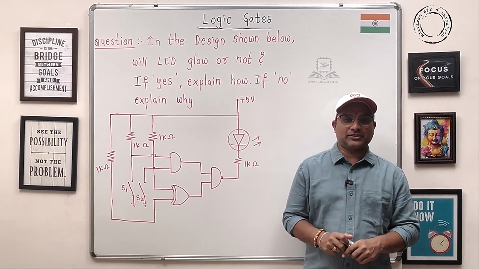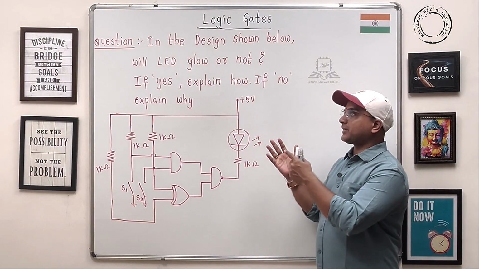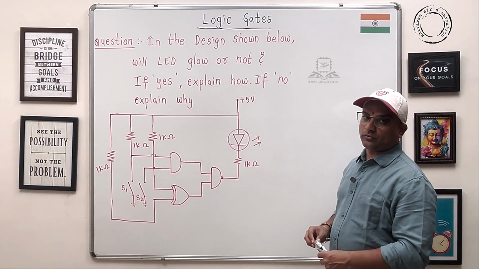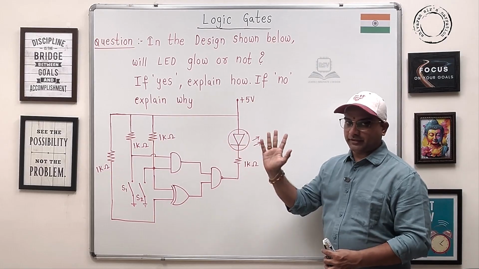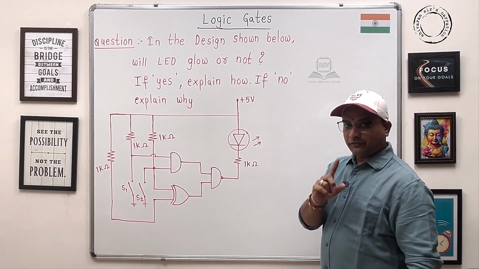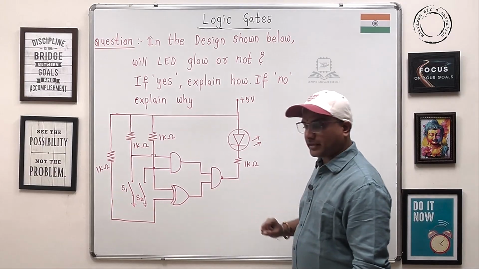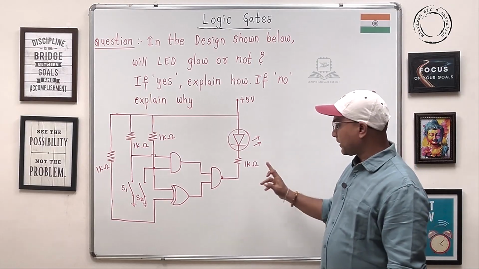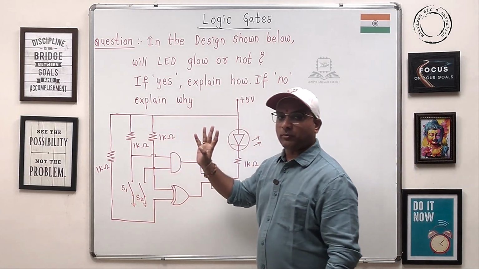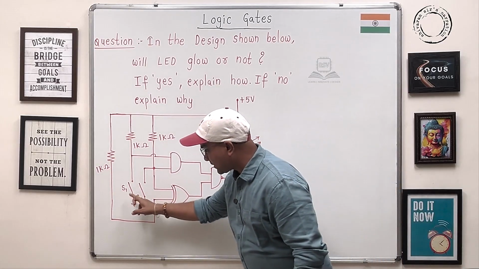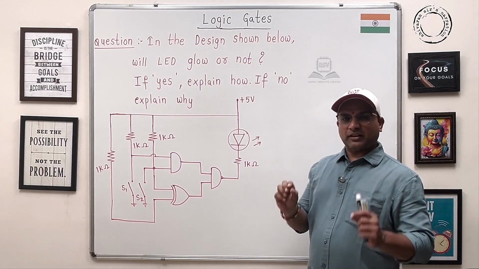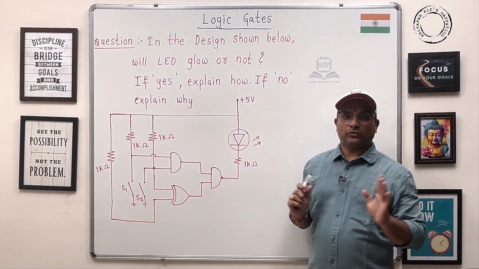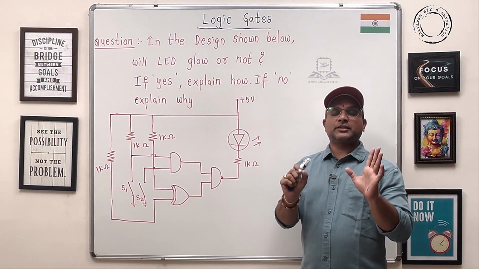Again, a design challenge. Let's see in the design shown below: will the LED glow or not? If yes, explain how. If not, explain why. Guys, this is the design. We have an AND gate, XOR gate, NAND gate. There is an LED here, which is a light transmitting device. Of course, it contains four 1 kilo ohm resistances. There are two switches here, S1 and S2. We want to find out whether the LED glows or is permanently off. That itself is the challenge.